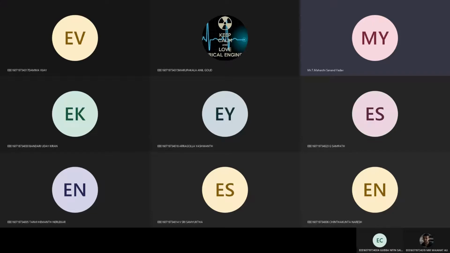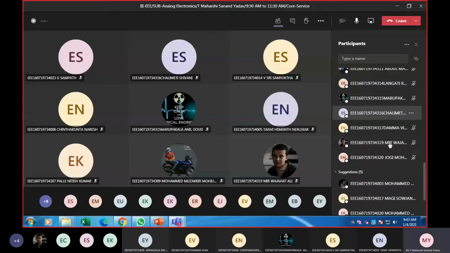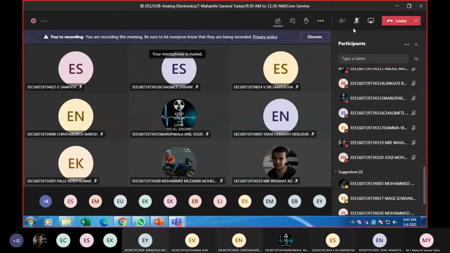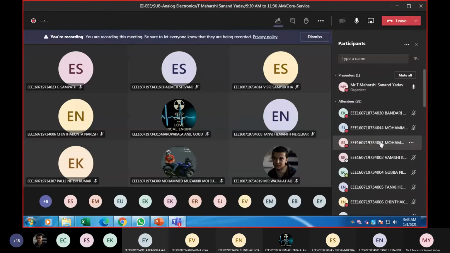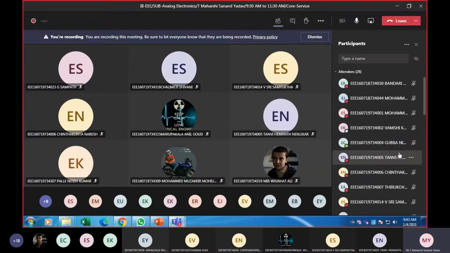And which one do you prefer and why? Yes, Sampath. What is the difference between approximate model and H parameter model? Anyone? Have you revised at least?